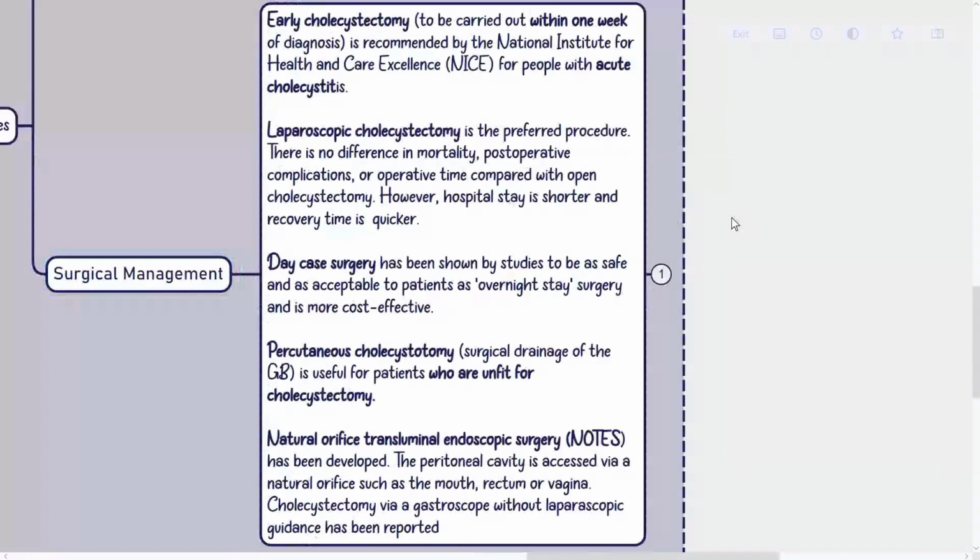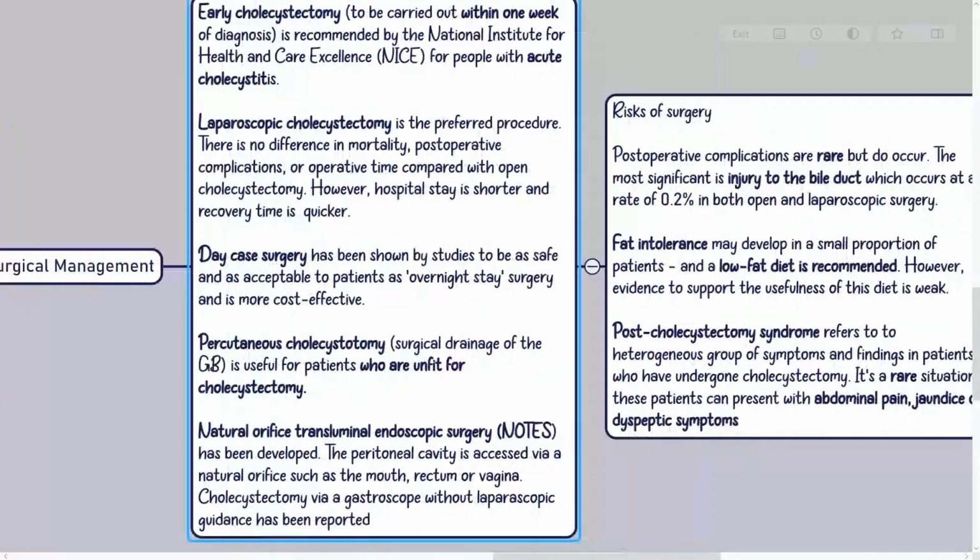Day case surgery has been shown by studies to be as safe and as acceptable to patients as overnight stay surgery and is more cost effective. Percutaneous cholecystotomy, surgical drainage of the GB, is useful for patients who are unfit for cholecystectomy. Natural orifice transluminal endoscopic surgery, NOTES, has been developed. The peritoneal cavity is accessed via a natural orifice such as the mouth, rectum, or vagina. Cholecystectomy via a gastroscope without laparoscopic guidance has been reported.